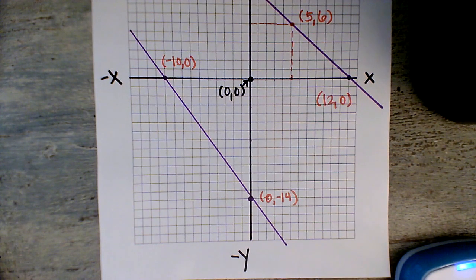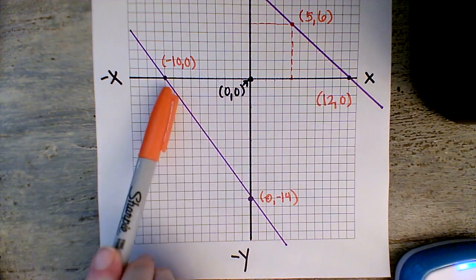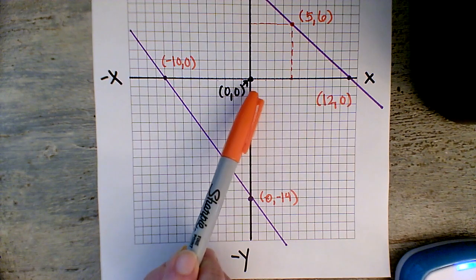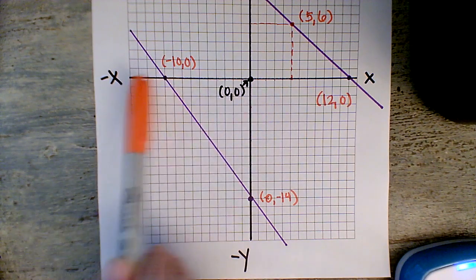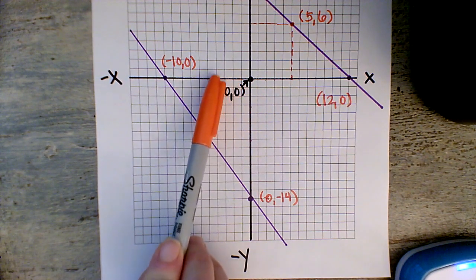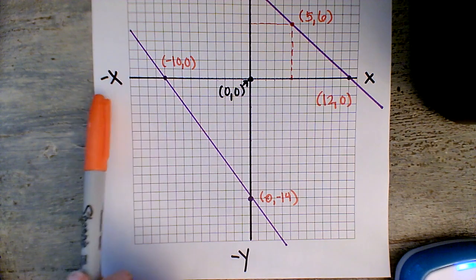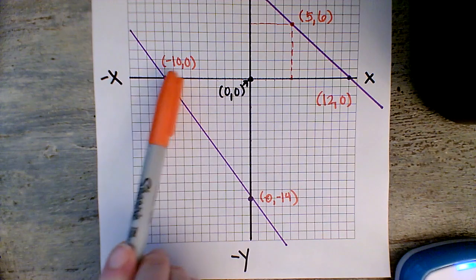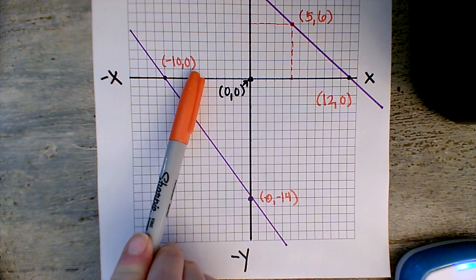Here's a second example of finding points on a line. You can see I graphed this new line, and I see that it intersects right here at negative 10, 0. So I always start going over, so I go over 1, 2, 3, 4, 5, 6, 7, 8, 9, 10, and I've gone in the negative direction, and I've gone up or down none. So his address is negative 10, 0.